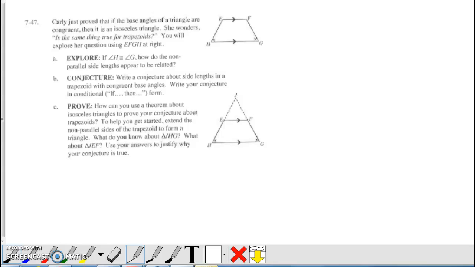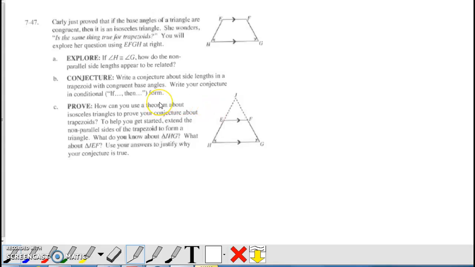All right, so in this video, what we're going to do is just, again, more geometric proofs. We're going to explore and write a conjecture and proof off of this piece, right? So Carly just proved that the base angles of the triangle are congruent in the previous isosceles problem. She wonders if the same thing will be true for a trapezoid, right? So we want to figure out what's going to happen.